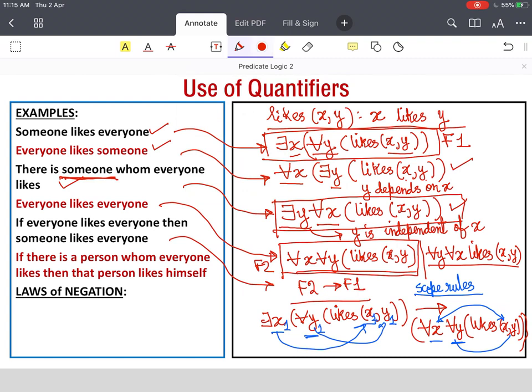Then there is the last one in this query. If there is someone whom everyone likes, then that person likes himself or herself. I leave this as an exercise for you to do.